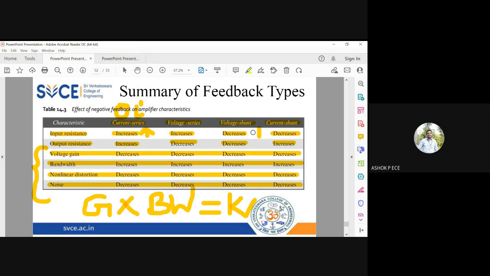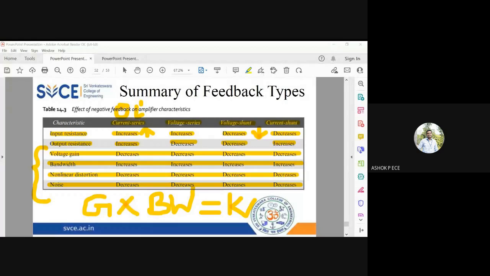You cannot have an option like neither increasing nor decreasing. Definitely, when you apply one among the 4 feedbacks, the input resistance may increase or decrease, and the output resistance may increase or decrease depending on the configuration. That only we are writing from the name. So it is very simple. You need not remember what a current series amplifier is to comment on the input and output resistance. That is not required. From the name, you can easily say what is at the input side, what is at the output side, and how the resistance is going to vary in both cases.